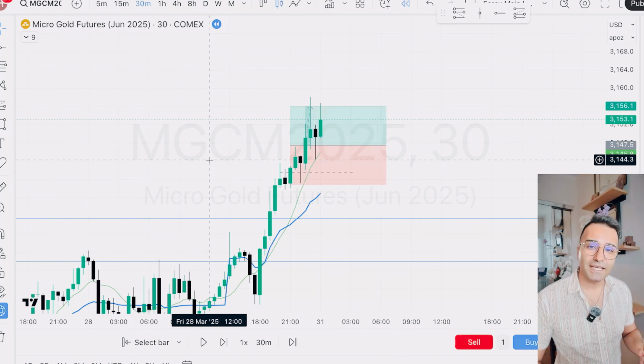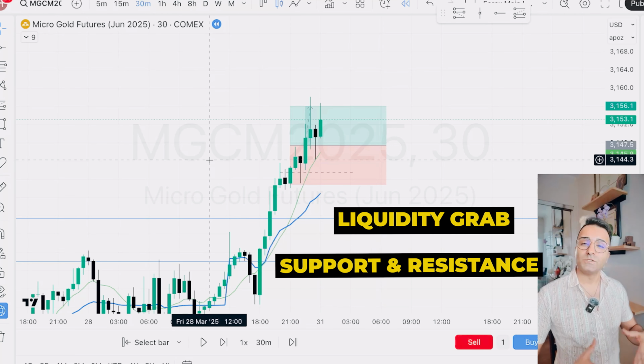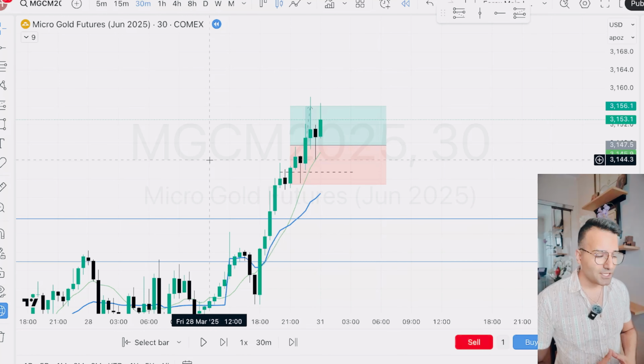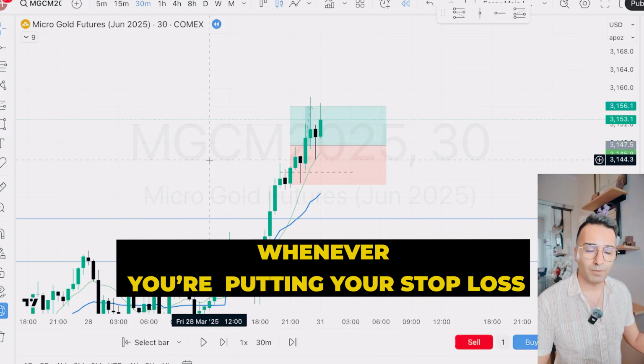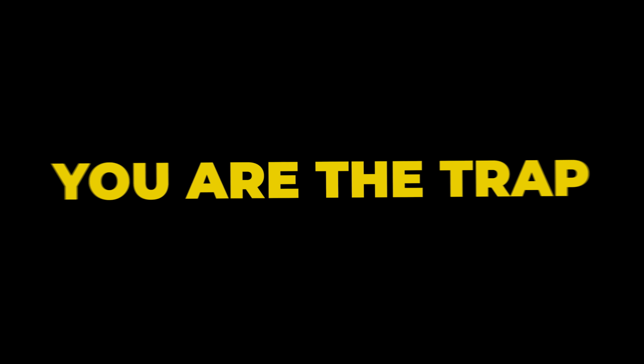So as you can see, in both of these cases, I was looking for that trap. I was looking for that liquidity grab and aligning that with support and resistance as well as the overall market trend. So always remember, whenever you're taking an entry, whenever you are putting your stop loss, look for that trap, because if you don't see the trap, that means that you are the trap.